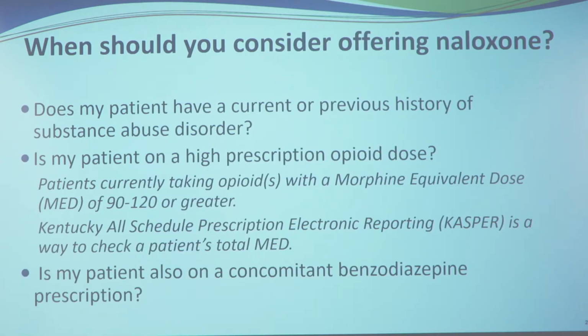This is something I really want you to pay attention to and listen to: who do I consider giving naloxone to, if I'm prescribing? It's important to note that it's not just for people that are struggling with substance use disorder, okay? Your first question is going to be, does my patient have a history of substance use disorder? Are they currently struggling, or do they have a past history? That's why it's really important to have a complete medical history of all of your patients.